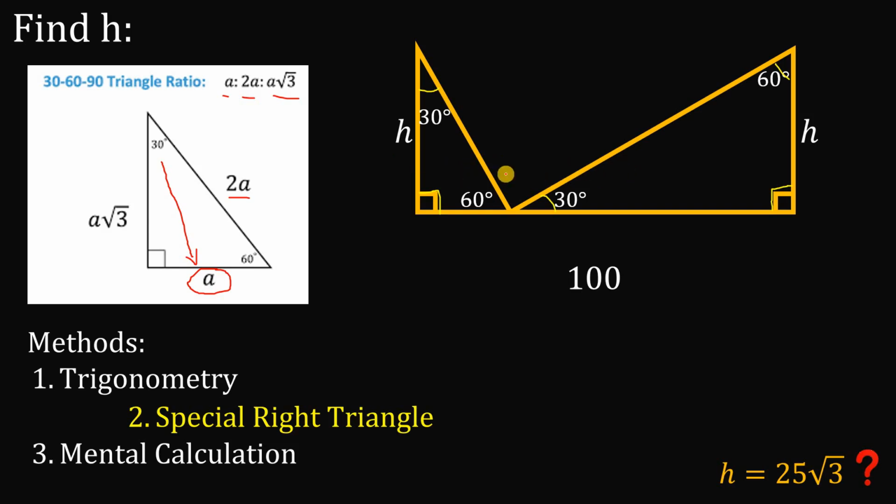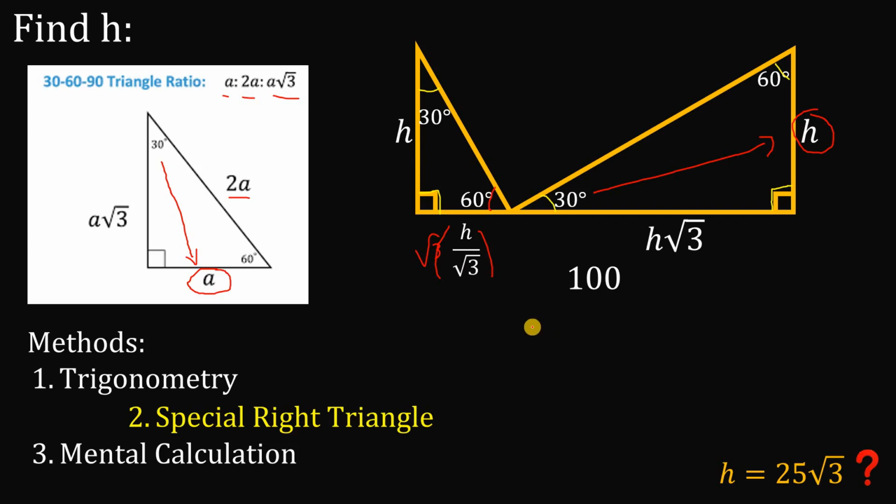From this one, this is the shorter leg because this is the opposite side of 30 degrees. So if this is H, the longer leg must be equal to H multiplied by square root of 3. And in this case, the opposite side of 60 degrees must be equal to H. So the shorter leg must be equal to H over square root of 3. If we multiply this by square root of 3, we get the longer leg, which is H.